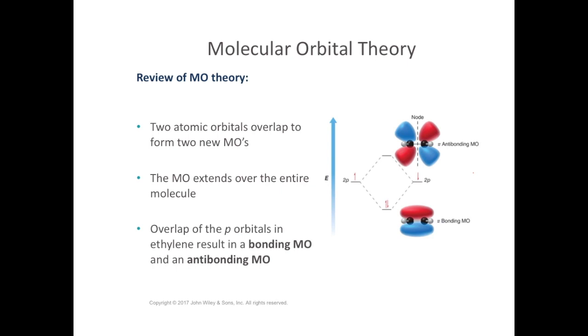Molecular orbital theory comes into play when we're dealing with dienes and other conjugated systems. So as a review, molecular orbital theory involves adding atomic orbitals together to form new molecular orbitals. Atomic orbitals belong to the atom, molecular orbitals belong to the molecule, and they extend over the entire molecule. The overlap of p orbitals in ethylene, for example, results in a bonding molecular orbital and an anti-bonding molecular orbital.